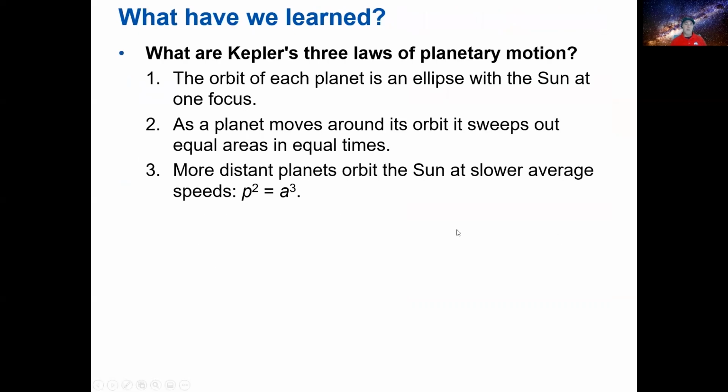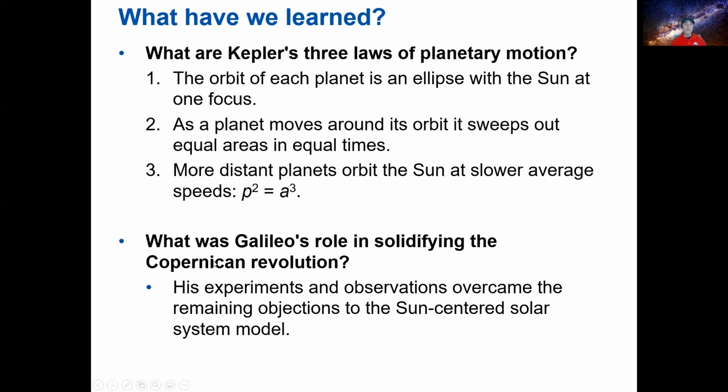In summary, we learned that Kepler's laws of planetary motion provided a better model of the universe, one that could predict planetary positions and motion with far greater accuracy than the models of either Ptolemy or Copernicus. We also learned how Galileo's experiments and observations overcame the remaining objections to the heliocentric model.